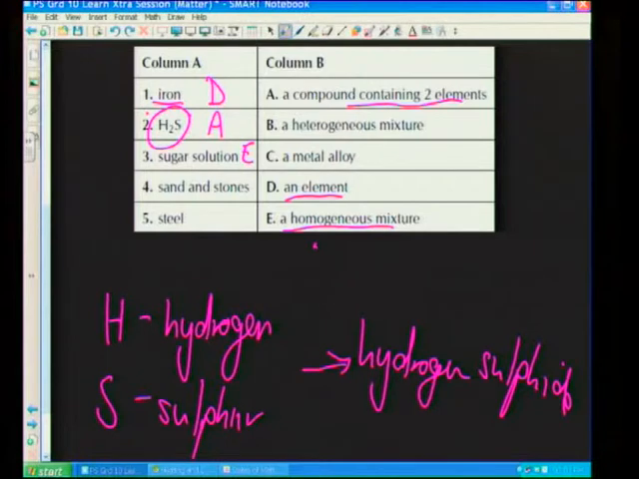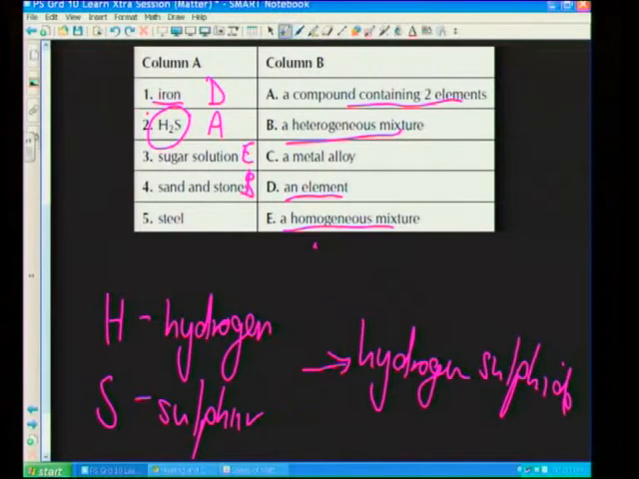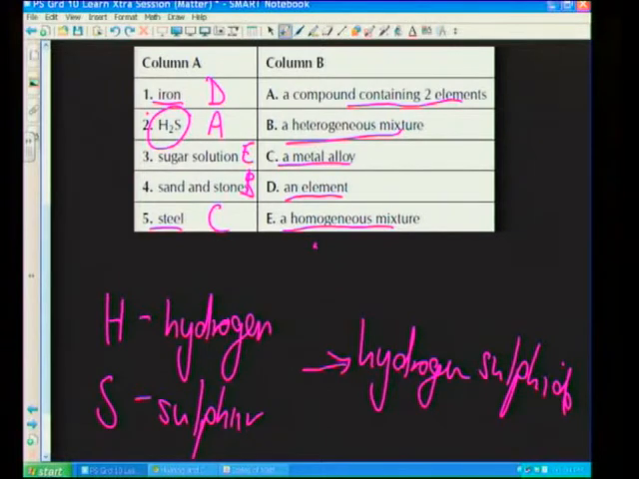Sand and stones. Well, we can see a difference between the sand and the stones. The sand is little particles. The stones are big particles. You can see where the one ends and the one begins. So that's a heterogeneous mixture. It's number B. And that means that we're left with steel. Now, what is steel? Steel is a combination of different metals. It's mainly iron, but there is all sorts of other additives put into steel to strengthen it and to do various things. We call steel an alloy. So a metal alloy is what steel is. It's an example of that.